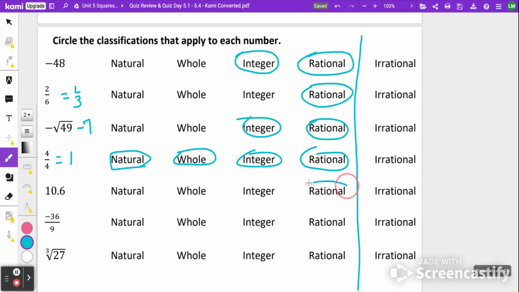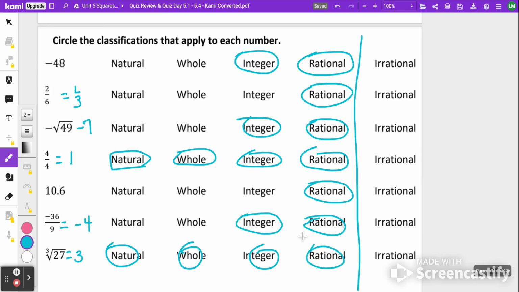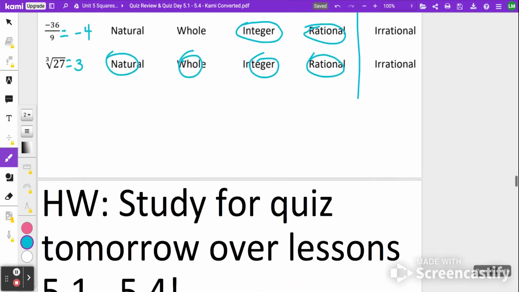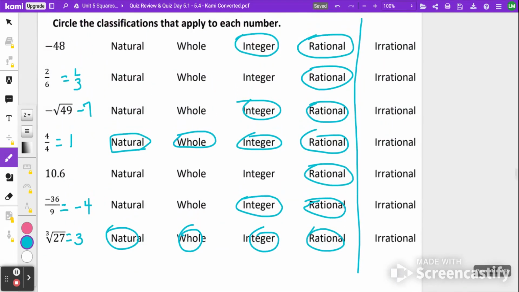10.6 is a decimal, just rational. Negative 36/9, that is negative 4. So starting at integer, ending at rational. And the cube root of 27 is equal to 3. So that's natural, whole, integer, rational. That's going to conclude our quiz review for lessons 5.1 through 5.4.